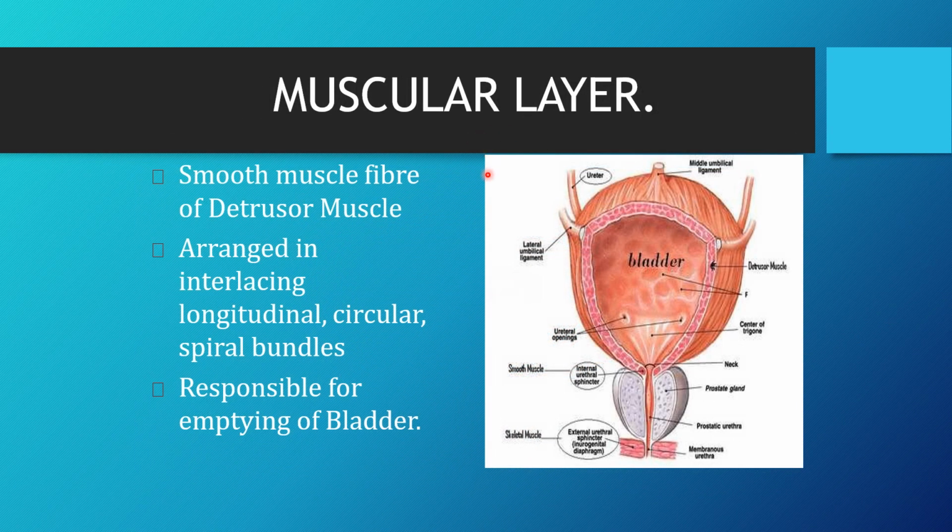The muscular layer of the urinary bladder is called the detrusor muscle. It is arranged in interlacing longitudinal, circular and spiral bundles, and it is responsible for emptying of the bladder. So remember, the muscular layer comprised of smooth muscle, the detrusor muscle, is responsible for emptying of the bladder.